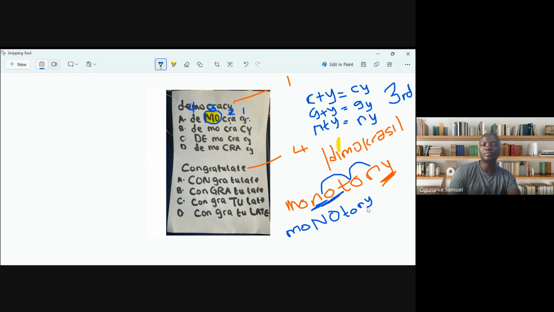It's simple. Now, congratulate also behaves like that. You circle the third one. So this is gra. Congratulate also behaves like that. You circle the third one. So don't forget, you do your counting from the back.